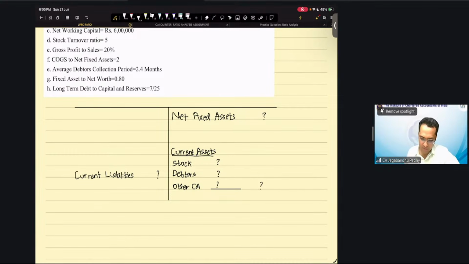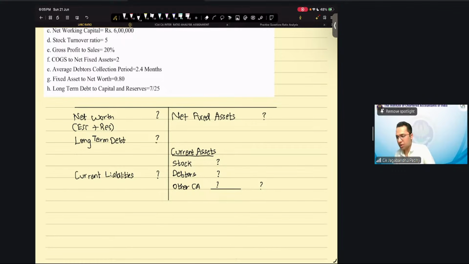Okay, then fixed asset to net worth. And then we have long-term debt to capital and reserves. So we'll just have one item over here as net worth, which will be equity share capital plus reserves. And also we will have long-term debt. So these are the values that we need to compute. Okay. So can we calculate these values? Would you like to try it initially from your end?